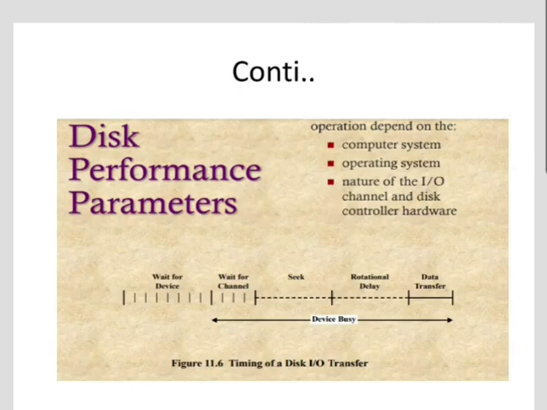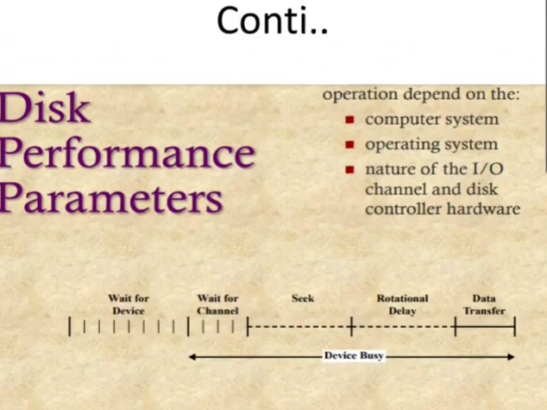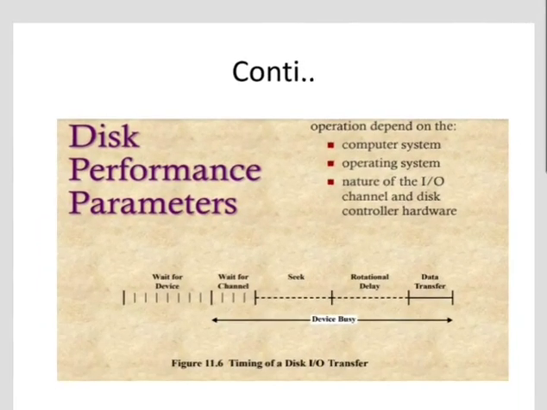Next is disk performance parameters. Here the operation depends on the computer system, the operating system, and the nature of the input-output channel and the disk controller hardware. Now the diagram is shown for the timing of the disk input-output transfer.